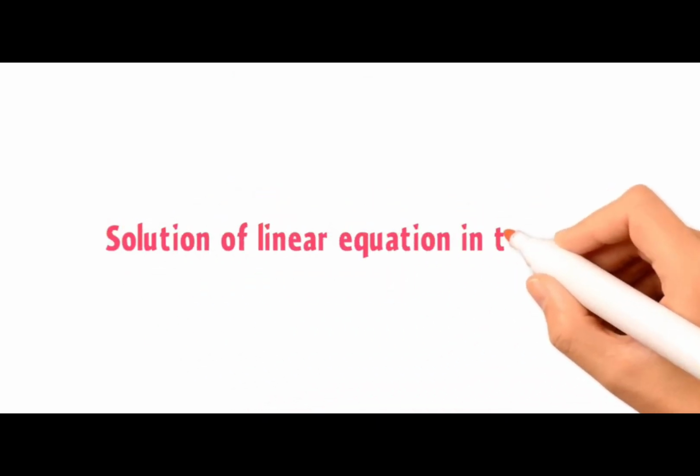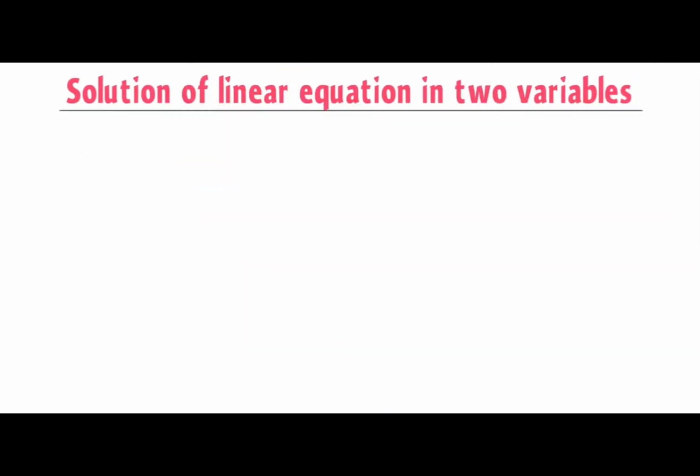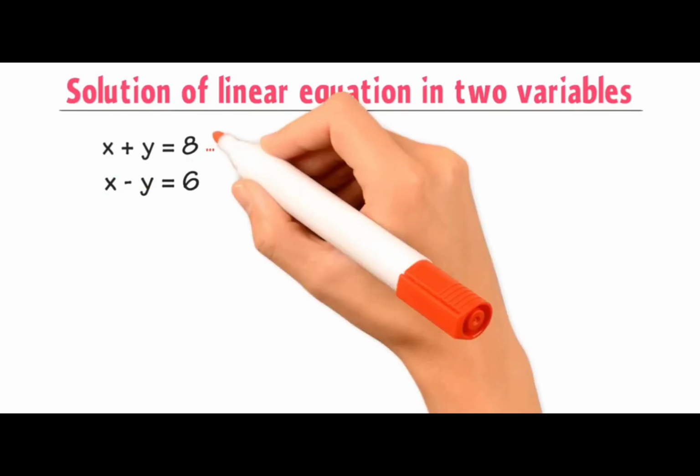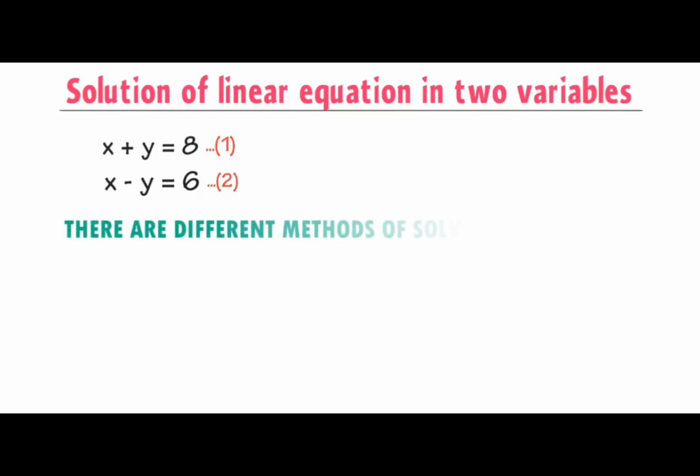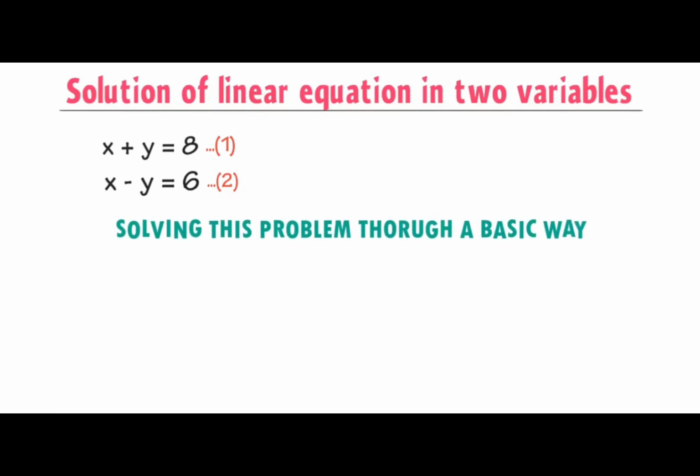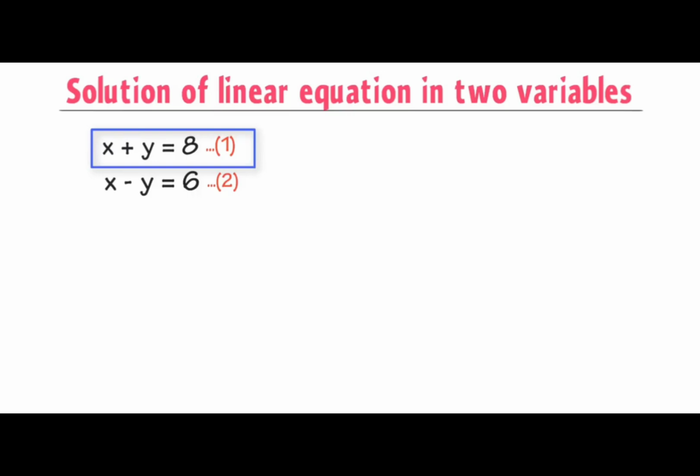Now, let me teach you the solution of linear equation in two variables. For example, x plus y is equal to 8 and x minus y is equal to 6. Let me call this equation number 1 and this equation number 2. Now, there are different methods of solving such linear equations, but I am going to solve this problem through a basic way. Now, look at equation number 1, where the coefficient of y is plus 1, and then look at equation number 2, where the coefficient of y is minus 1.